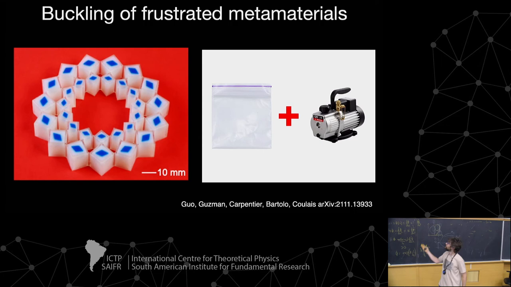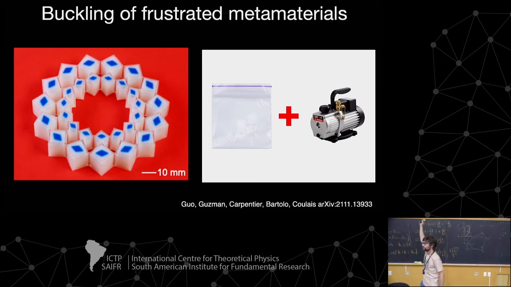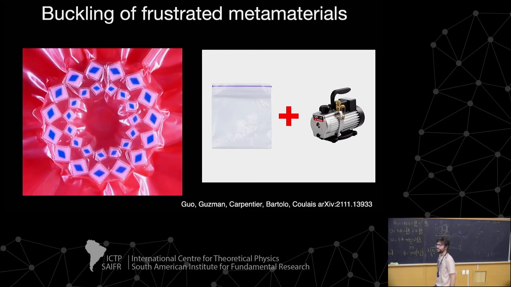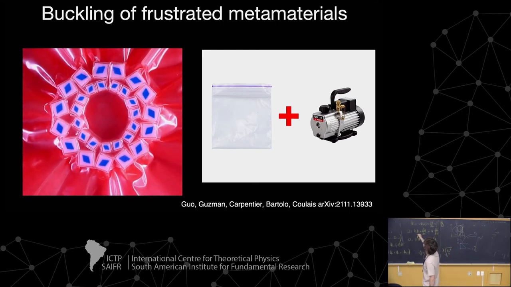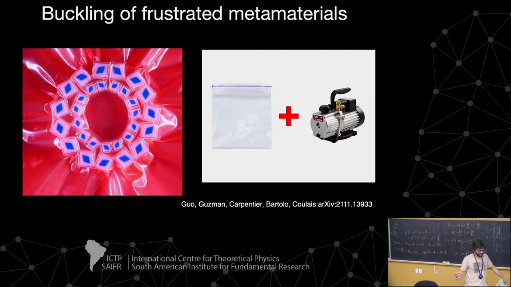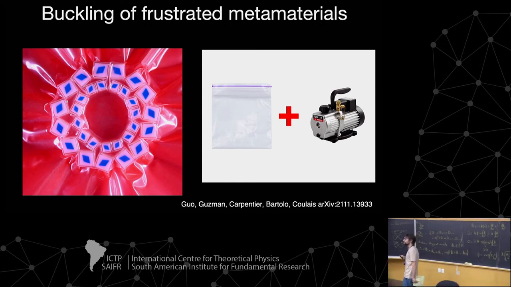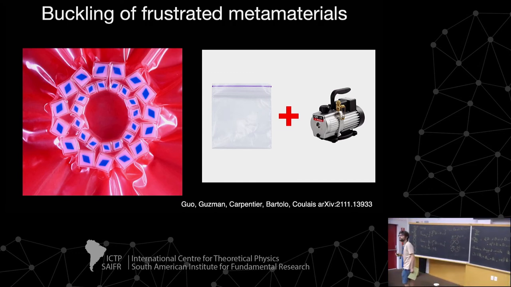So imagine you want to do an experiment. We have lots of fancy compression machines, but we can also do low-tech things just using Ziploc bags and a vacuum pump. And this is what you can do. You see that when you do that, the Ziploc bag compresses, does a nice uniform compression. And when you have an odd number of squares, you frustrate the anti-ferromagnetic order.